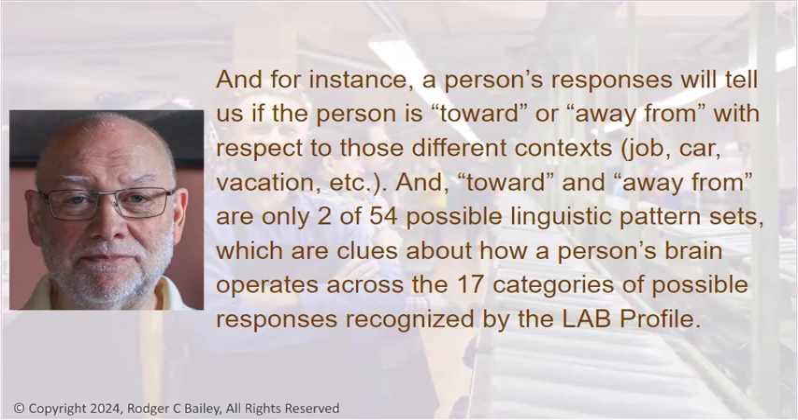And you will answer that differently from how you answer about your vacation. And for instance, a person's responses will tell us if the person is toward or away from with respect to those different contexts like job, car, vacation. And toward and away from are only 2 of 54 possible linguistic pattern sets, which are clues about how a person's brain operates across the 17 categories of possible responses recognized by the lab profile.